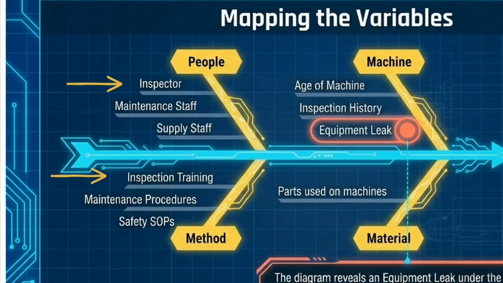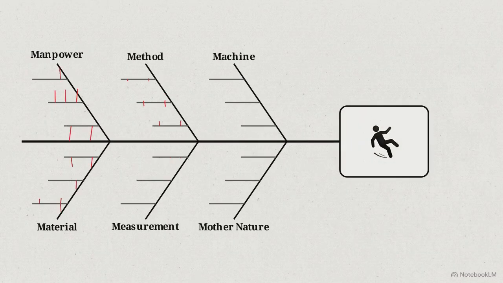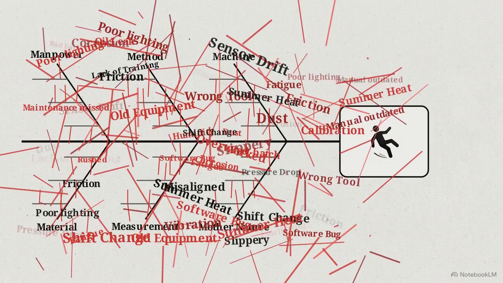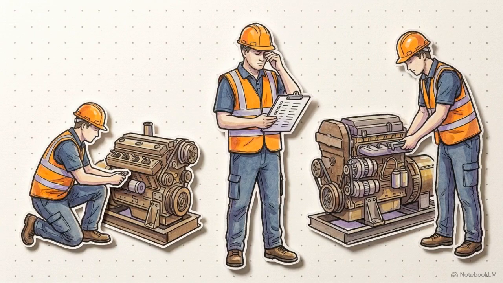Teams generate specific sub-causes and attach them to the relevant main branches, like inspection training under method or inspector under people. This complexity often leads to the divergent trap. A team might identify dozens of potential causes and try to fix all of them at once, which can quickly stretch their time and resources too thin.